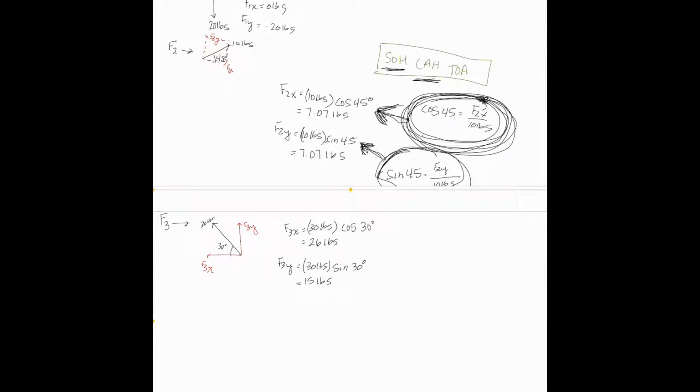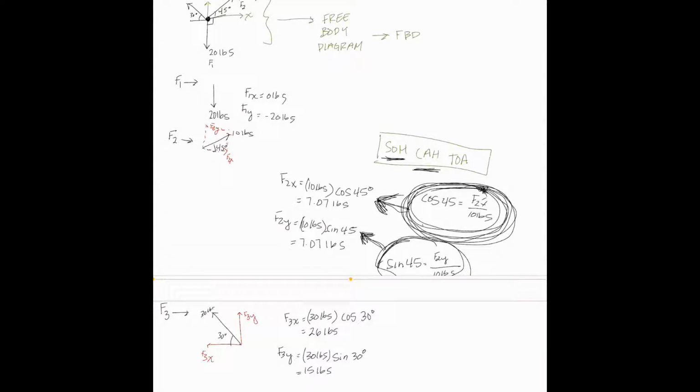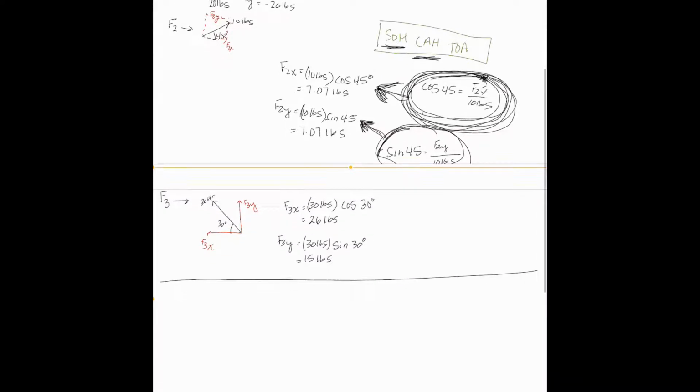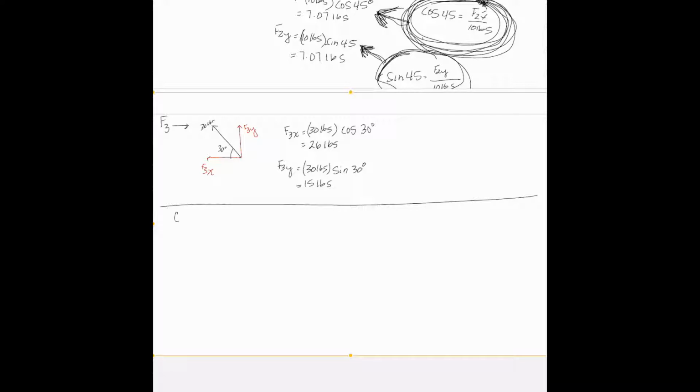All right, so now that we have it all broken up into components, we can now combine the components. We couldn't just add the forces straight across before because all the vectors were going in different directions. But now that we split them all into x and y, we can now add all the x and we can add all the y because those are all now acting in the same direction. All right, so I'm going to combine components.